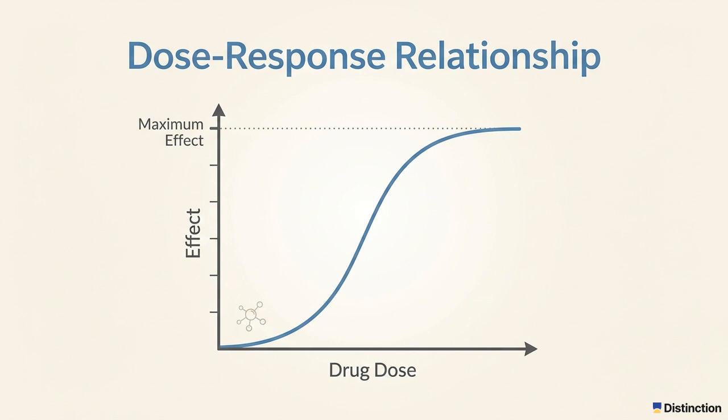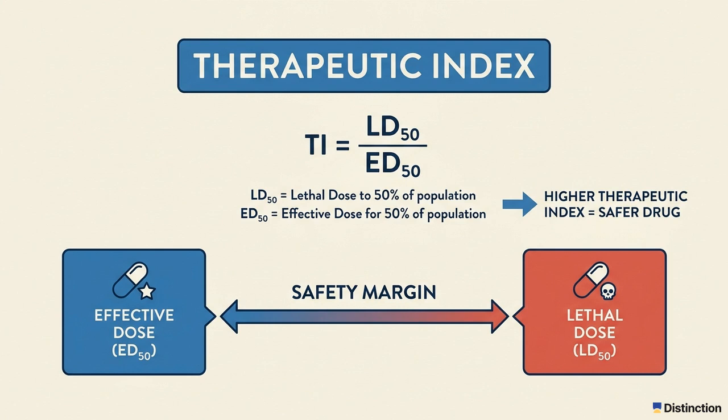Another important concept is the dose-response relationship. This describes the change in effect on the body brought about by changing the dose. It is typically represented by a sigmoidal curve, where the effect increases with the dose until a maximum effect is reached. The therapeutic index is a measure of a drug's safety margin, calculated as the ratio of the lethal dose to the effective dose. A higher therapeutic index indicates a safer drug.